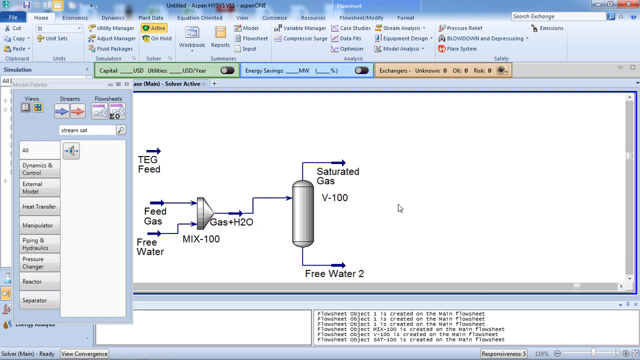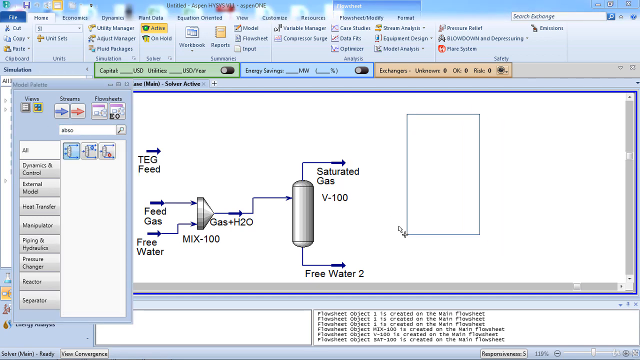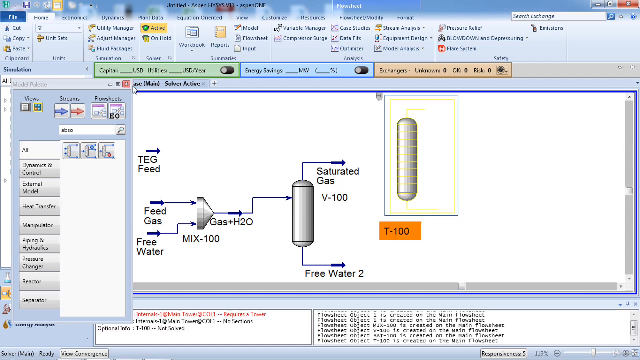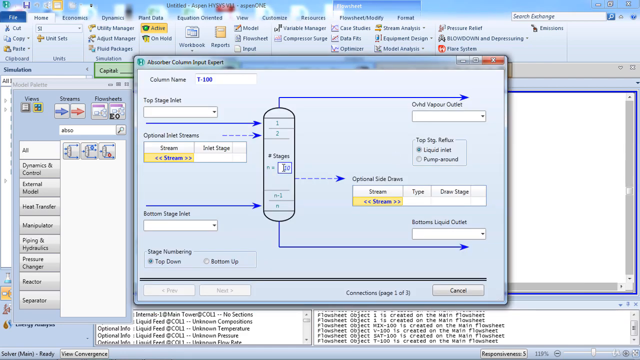Now let's add a simple absorber. From here, I'll add an absorber. Just double click on it. 8 stages. Triethylene glycol is coming from the top, and gas is coming from the bottom, saturated gas. And the overhead outlet is dry gas, and the bottom outlet is rich triethylene glycol, because this triethylene glycol is rich with water.